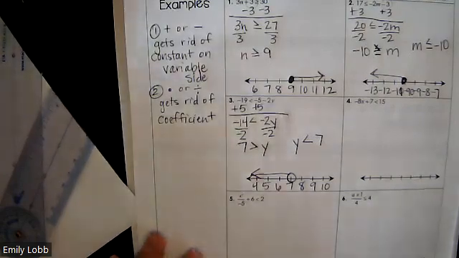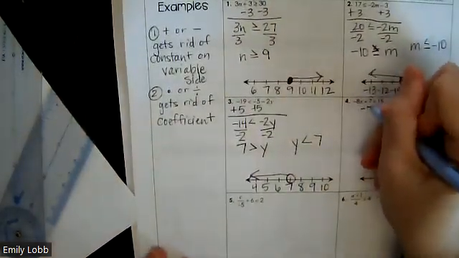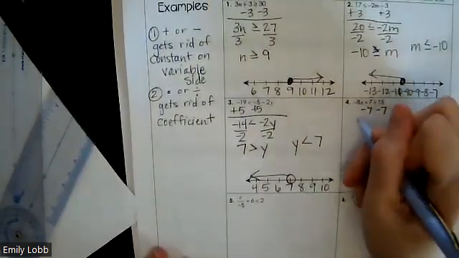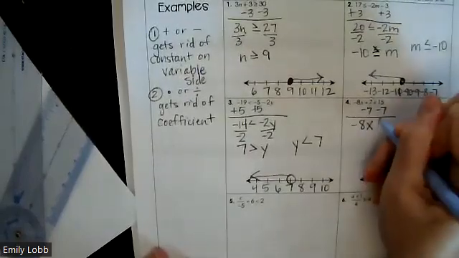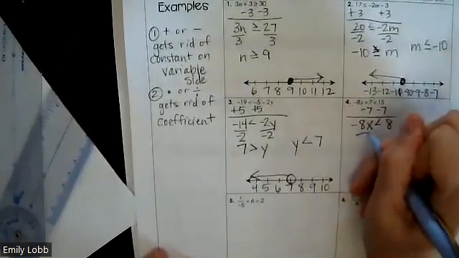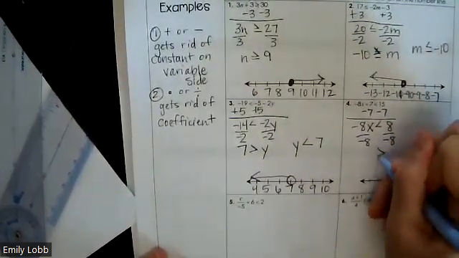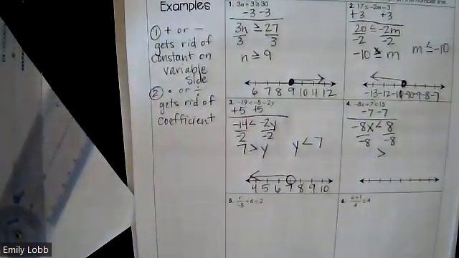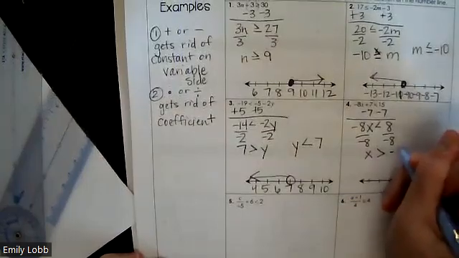All right, so I would start by getting rid of my constant. I'm going to subtract 7 from both sides. Negative 8x is less than 8. When I divide by a negative, though, in this next step, I have to flip my sign in the other direction. So x is going to be greater than negative 1.